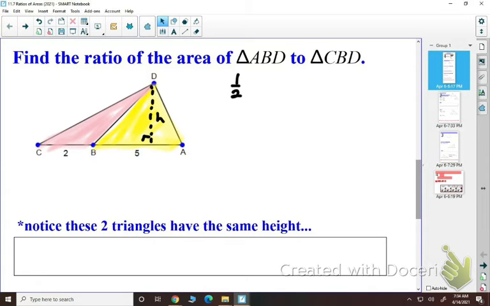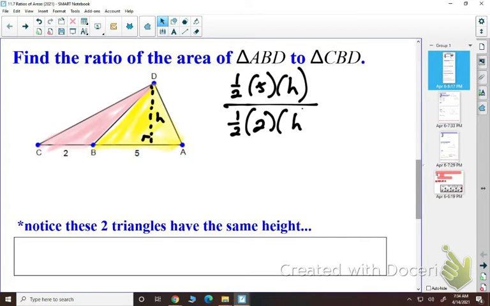So it will be 1/2 the base, which is 5, times the height, which is H. In the pink triangle, triangle CBD, I don't know the height either. But notice the heights are the same. Since that's an obtuse triangle, the height is still going to be the H. My base would be 2, and again, the height would be H.